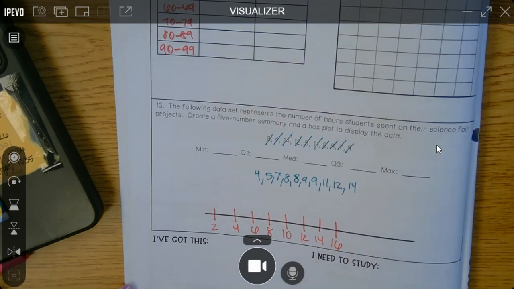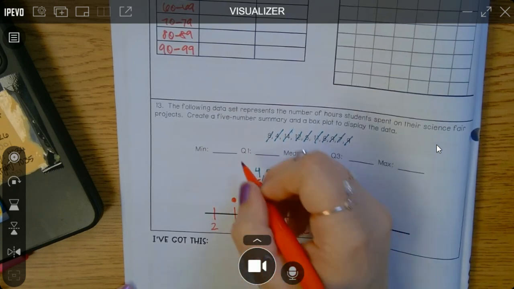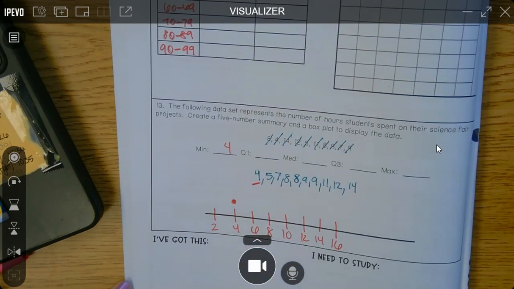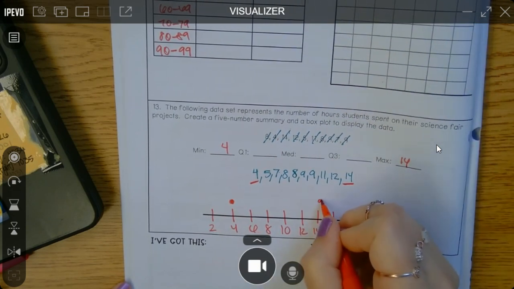I want to plot my min and max. So what's the smallest number? Yeah, it's that 4. So draw a dot at 4. What's the biggest number in the data set? It was 14. So draw a dot at 14.